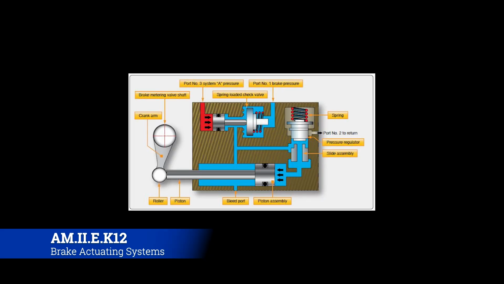Okay, so the most common type of braking architecture that you're going to come across in heavy commercial aviation are power brakes.